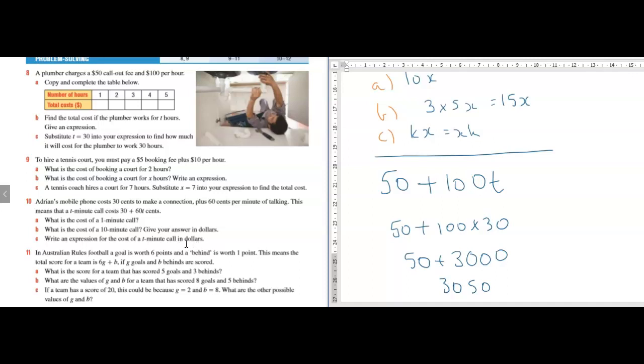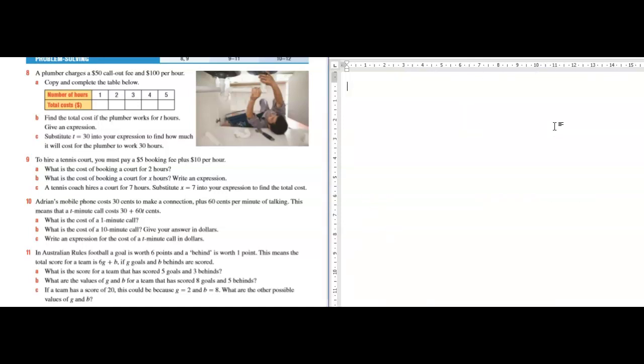Sorry, I just had to think about what that question was actually doing. So we're just converting the 30 cents and the 60 cents into dollars. So I might just write that here for you. Okay, so 30 cents in dollars. So if we had 30 cents, that's the same as $0.3. And 60 cents is the same as $0.6. So if we were doing the cost in terms of dollars, it would be 0.3 plus 0.6t. So your original cost was in cents, and this cost is in dollars.